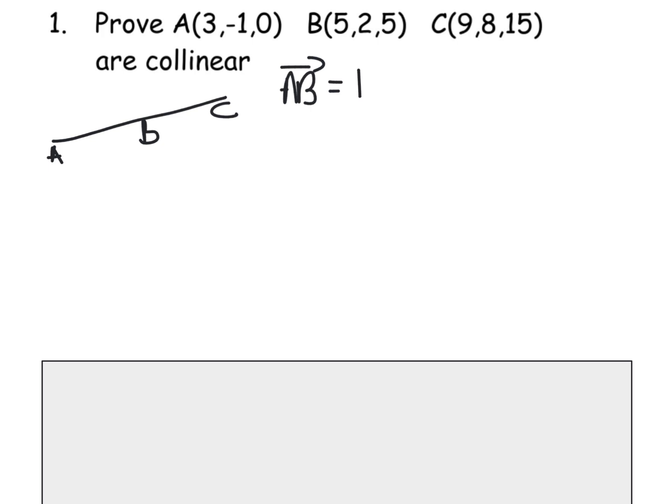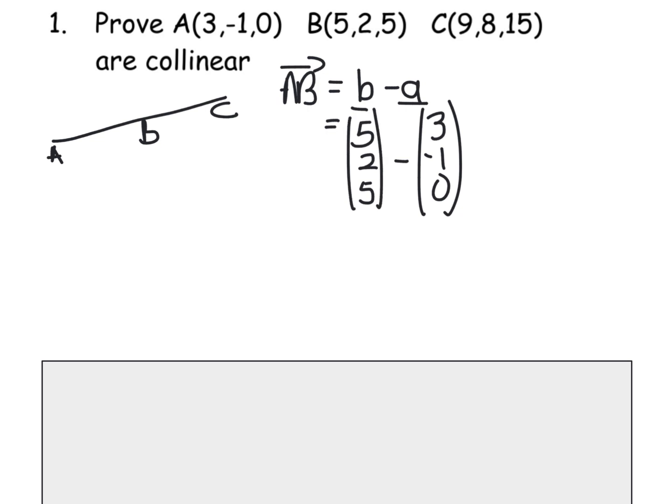So AB will be B take away A, which you met before. So that will be (5, 2, 5) take away (3, -1, 0). If we work that out, 5 take away 3 is 2, 2 minus minus 1 is 3, and 5 take away 0 is 5. So we get (2, 3, 5) for vector AB. That means nothing just now until we do the same for BC.